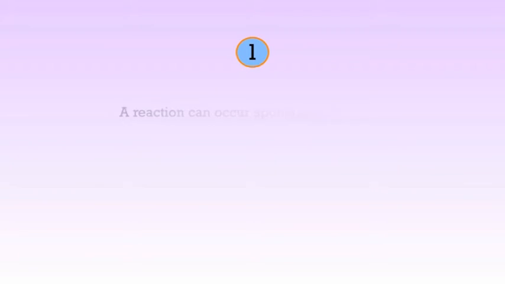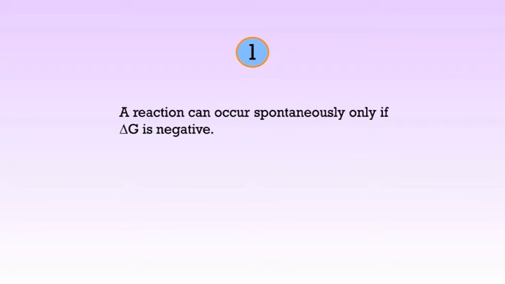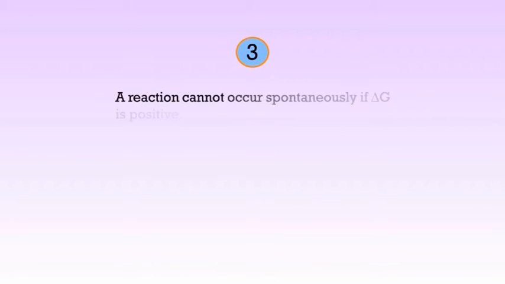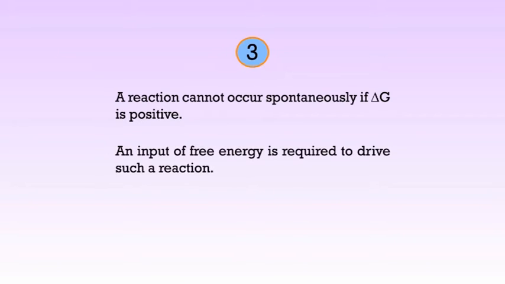Number 1, a reaction can occur spontaneously only if delta G is negative. Such reactions are said to be exergonic. Number 2, a system is at equilibrium and no net change can take place if delta G is 0. Number 3, a reaction cannot occur spontaneously if delta G is positive. An input of free energy is required to drive such a reaction.